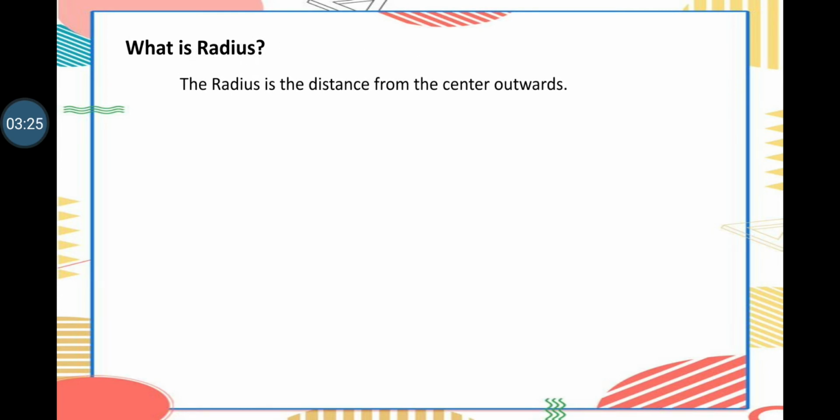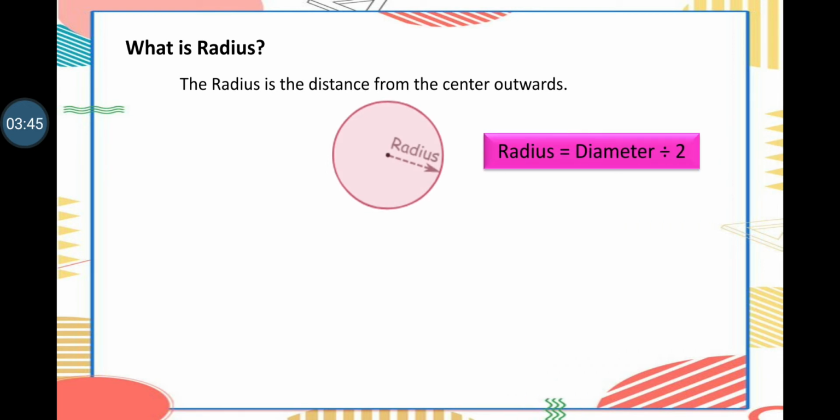My dear students, do you know what is radius? Yes, the radius is the distance from the center outwards, meaning the distance from the central point towards the outside of the circle is called the radius. We can calculate the radius by dividing the diameter by 2.